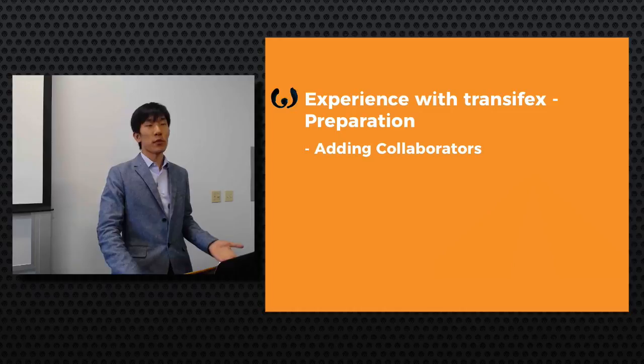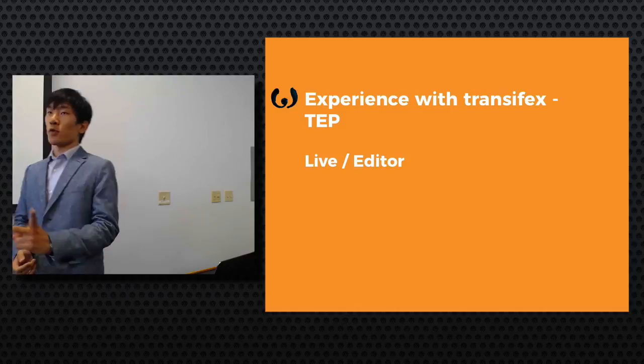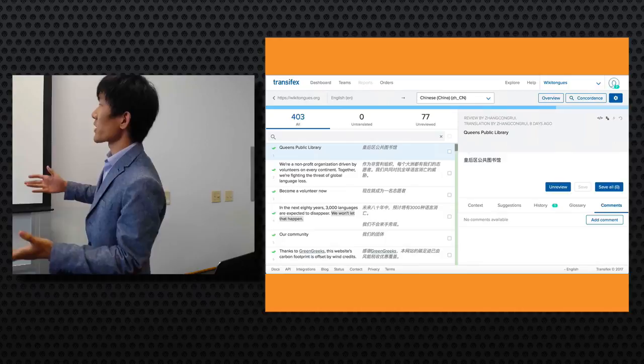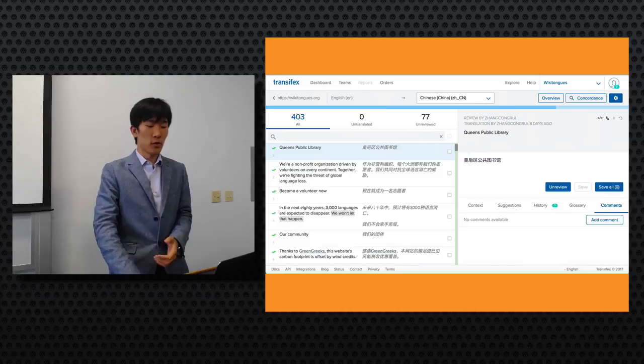So when we finish the preparation phase, now we come to the TEP process. Basically, using Transifex Live, you have two options. The first one is to work with the editor. The second one is live on your own site. This is how it looks to work on the editor. It looks like a simplified version of WordServer or Get Localization. You have your original text and target text. When you finish, you click Save, Save All, and then you go to the next string.